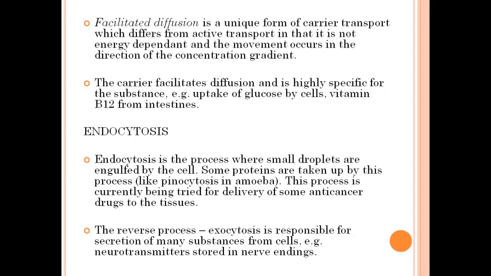Whereas the reverse process, exocytosis, is responsible for the secretion of many substances from cells. Example, neurotransmitters stored in the nerve endings. That is, release of the substances from the cells is known as exocytosis.